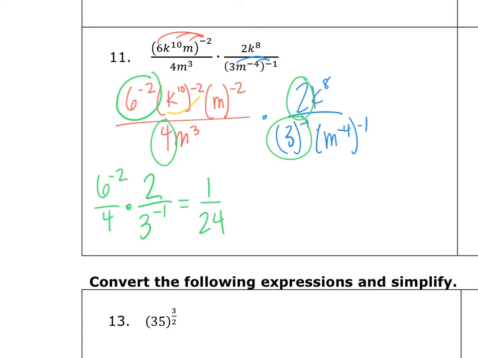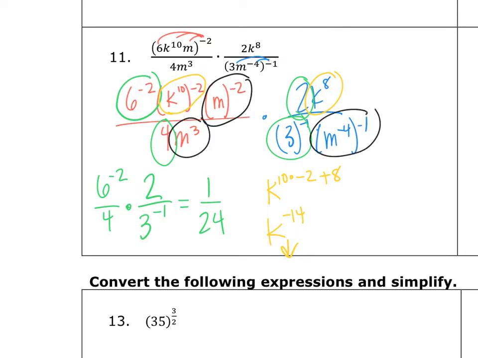For the next part, I'm going to look at my k's. So I have k's on the top and on the top. So k to the 10 times -2 plus 8 because it's on that other side. So we got -20 plus 8, which is -14. So that will push to the bottom.